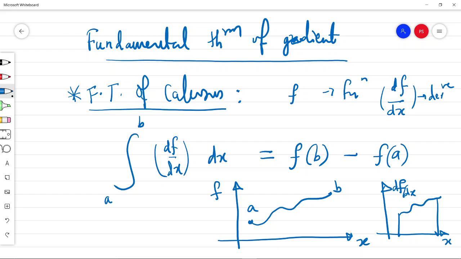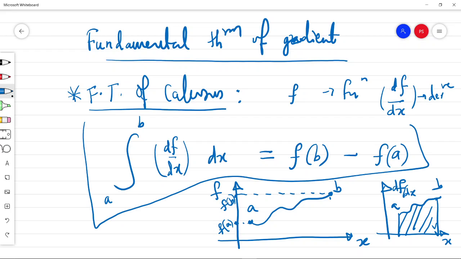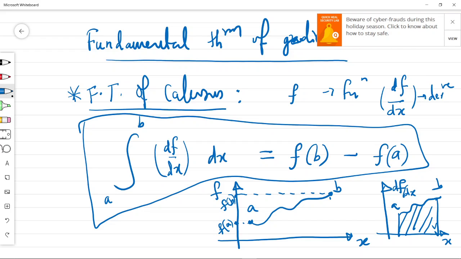If we integrate this from a lower value a to higher value b, the value of this integration is just the value of f at this particular upper limit b minus the value of f at the lower limit a. So this particular statement is called the fundamental theorem of calculus.